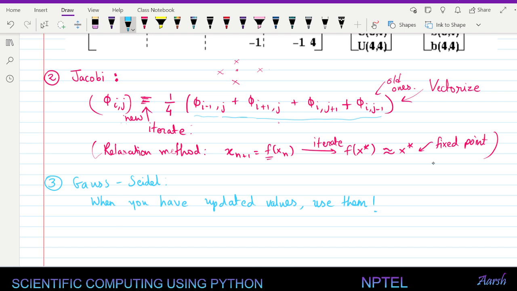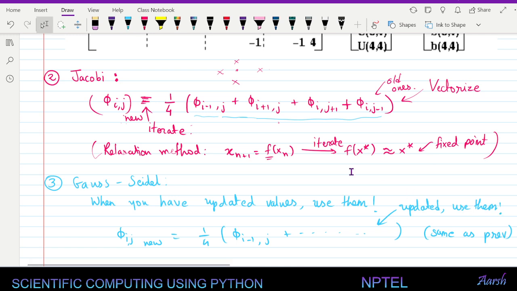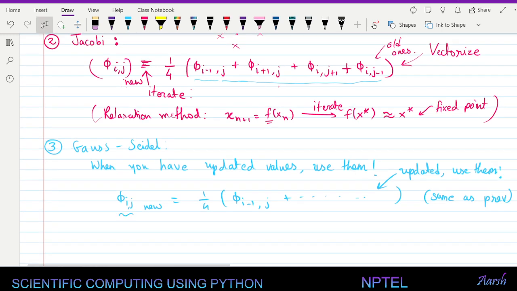Okay. So now phi ij new is again the same thing. I'm not writing the entire thing. Same as previous. Only difference is that if they are updated, use them. Okay. Which means we are going to update this sequentially. First we'll do 5 0 0. Okay.